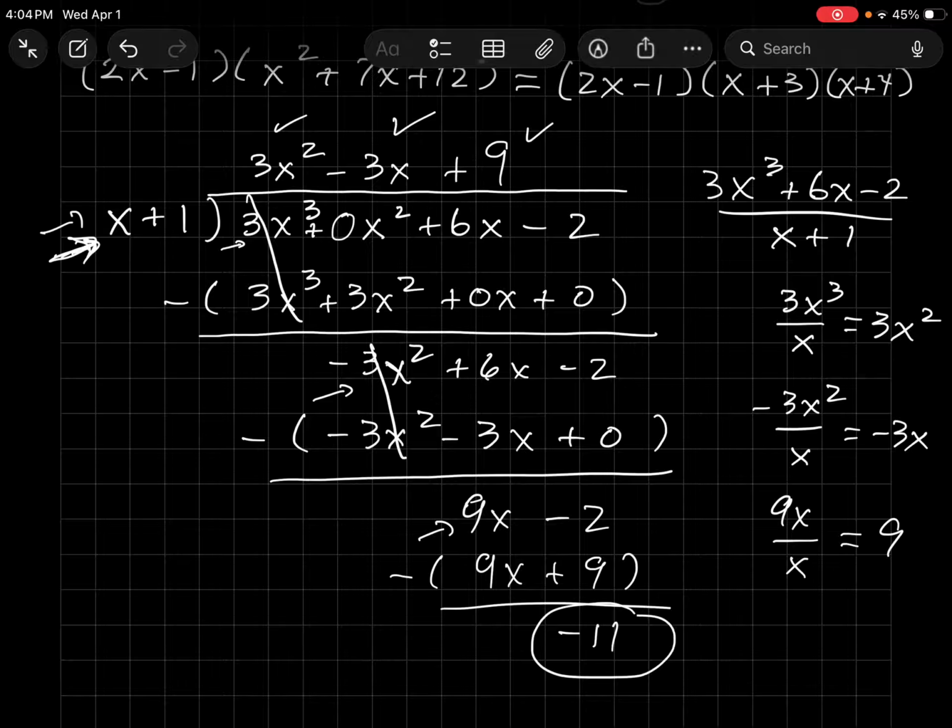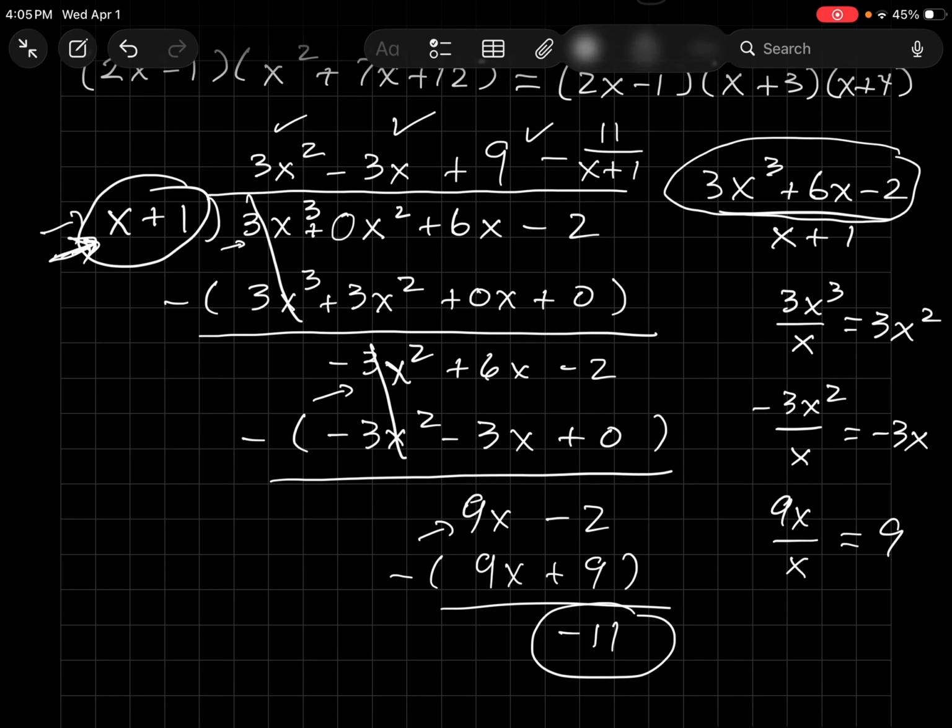That's perfectly fine. I could write it like this, minus 11 over x plus 1. Sometimes I write it like that. What does this mean? It means that x plus 1 is not a factor of my original polynomial, 3x cubed plus 6x minus 2.